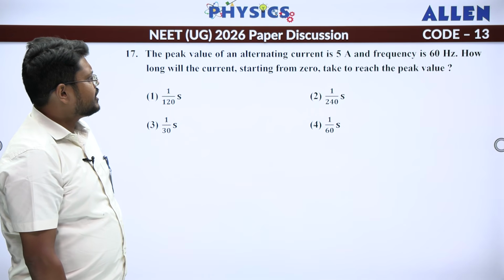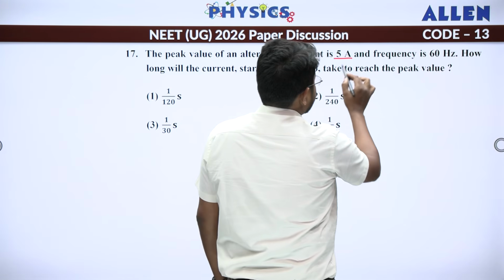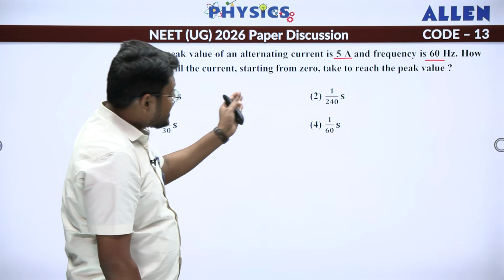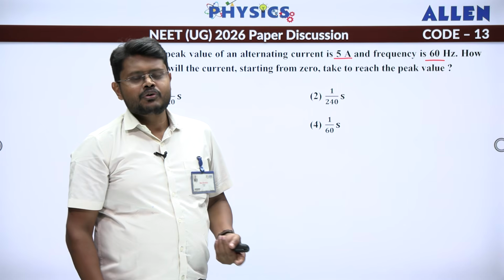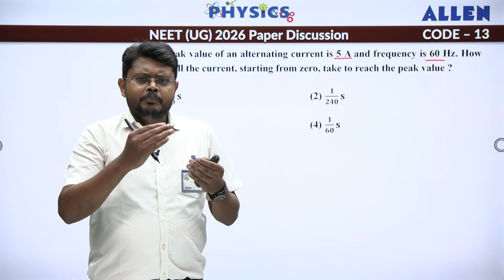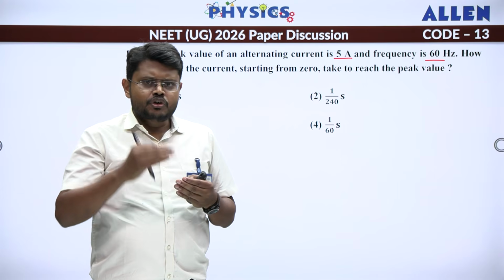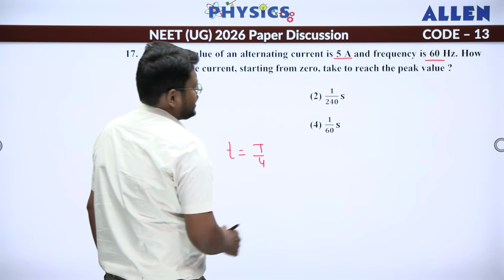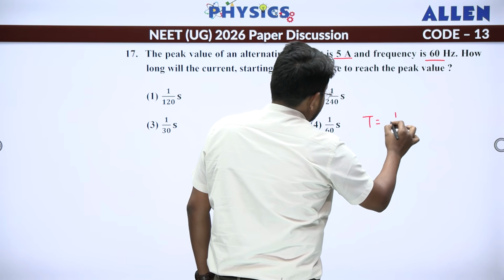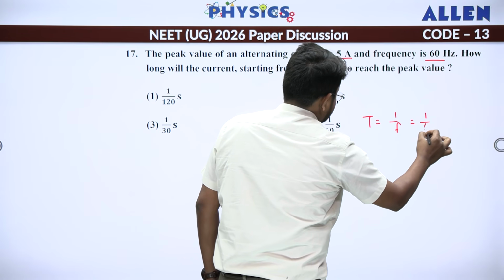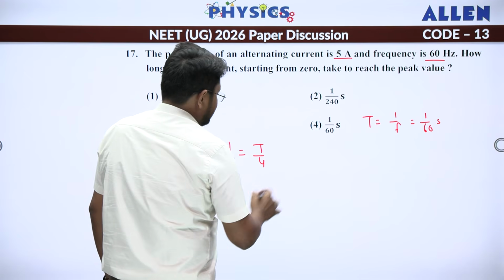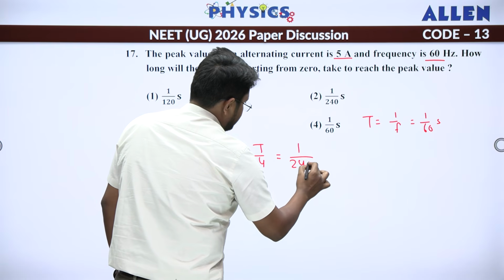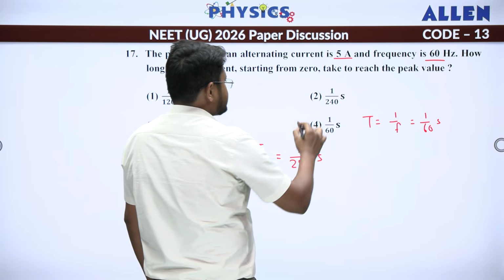Question number 17. Peak value is given as 5 ampere, frequency is this much. How long will the current starting from 0 take to reach the peak value? See, we know that from mean position to extreme position, or from 0 to peak, time taken is T by 4. That's it. And T equals 1 by F, which is 1 by 60 seconds. So, from here our answer will be T by 4, that means 1 by 240 seconds. So, the correct option is second.